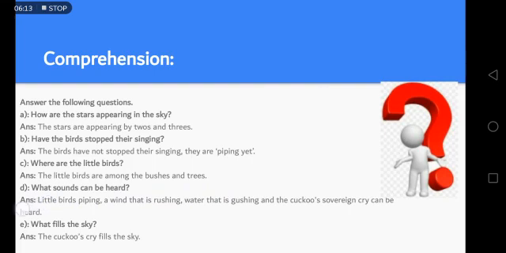Yes. D is, what sounds can be heard? Answer is, little birds piping, a wind that is rushing, means blowing, water that is gushing, and the cuckoo's sovereign cry can be heard. E is, what fills the sky? Answer is, the cuckoo's cries fill the sky.